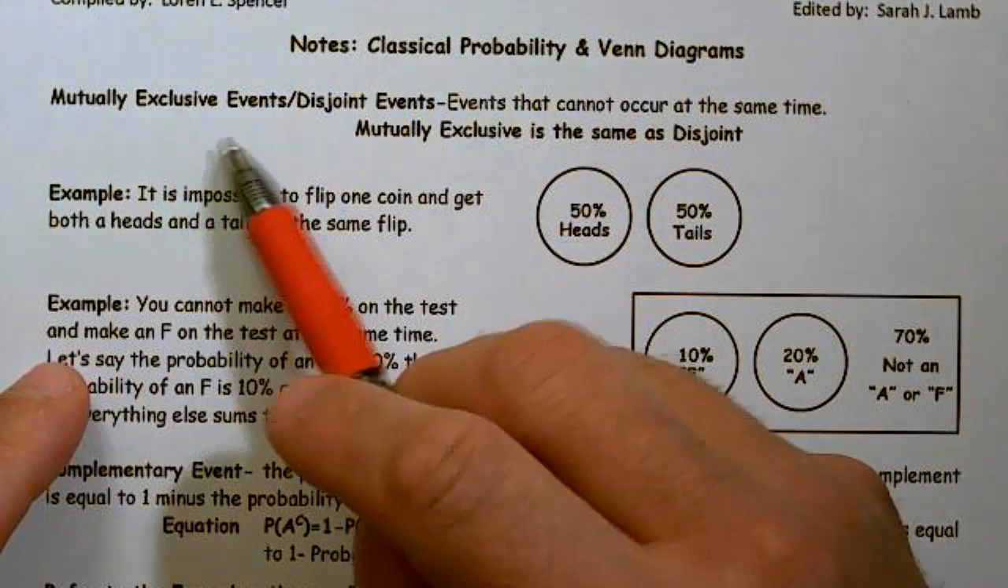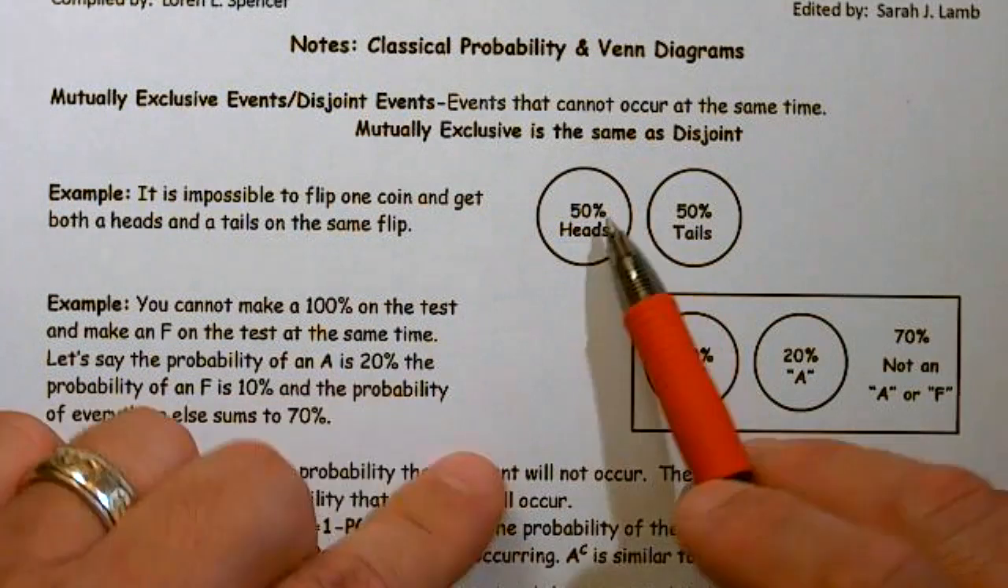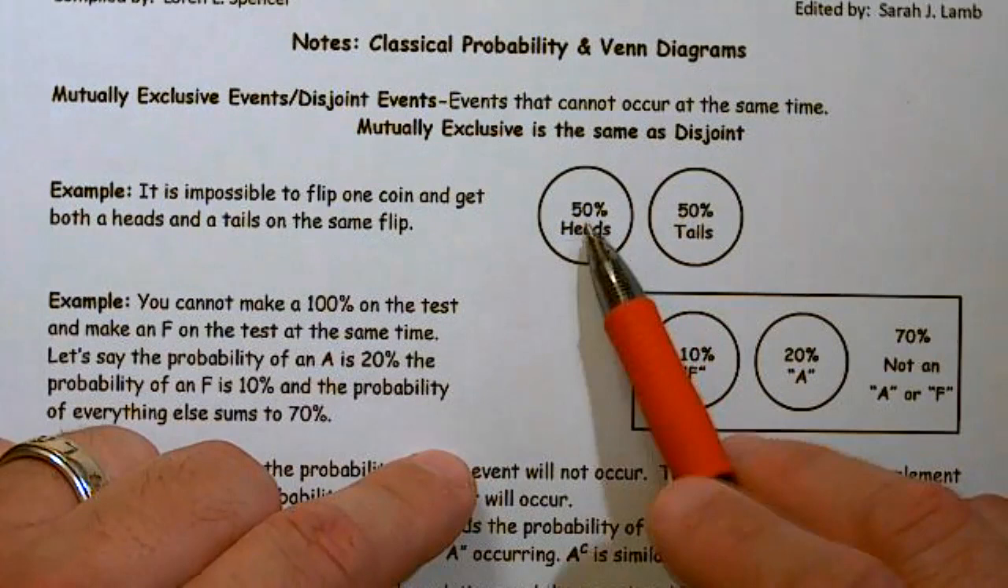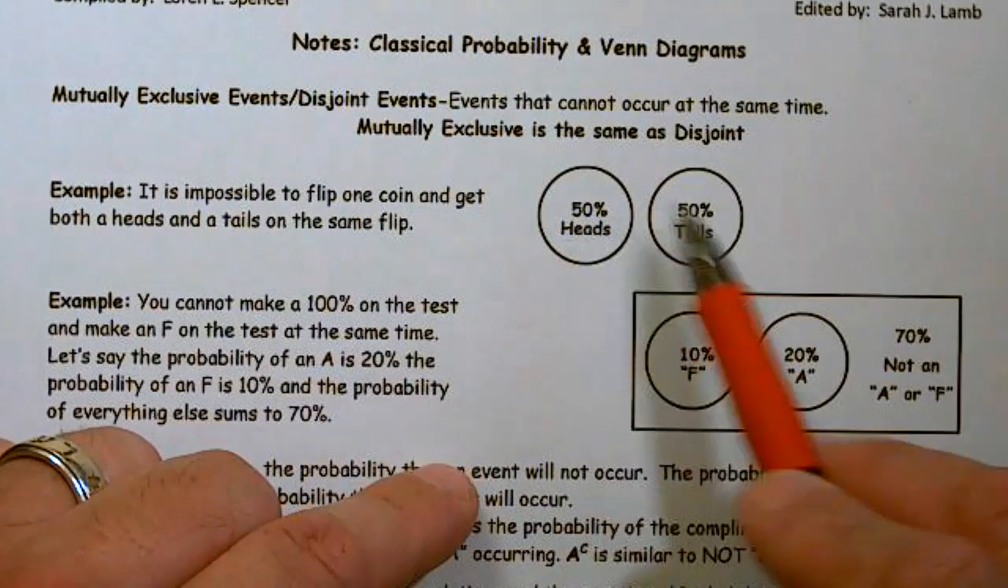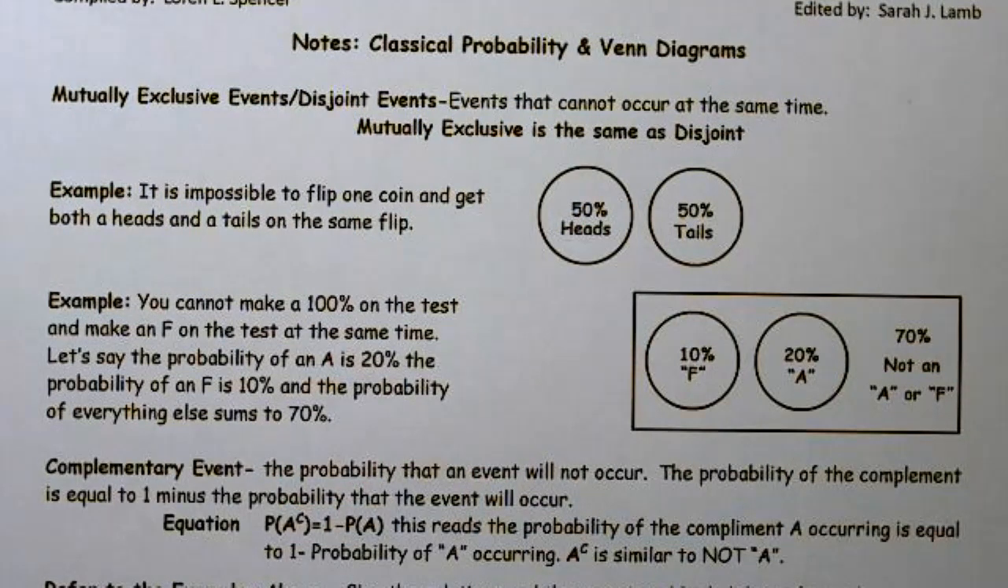So, mutually exclusive and disjoint. First off, those are synonyms for each other. Mutually exclusive and disjoint mean exactly the same thing, and they're events that cannot occur at the same time. For example, if you have a fair coin, you have a 50% chance of getting heads and a 50% chance of getting tails, but you can't get both at the same time. And since you can't have both occur at the same time, it is disjoint.